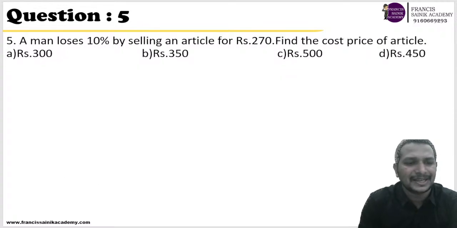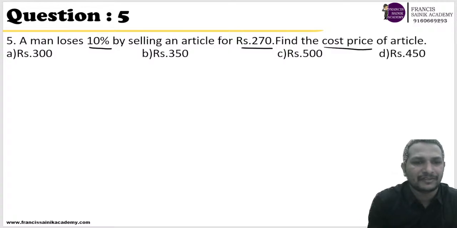Now, let's see the next question. A man loses 10% by selling an article for rupees 270. Find the cost price. This is not a tricky question if you are aware of the formulas well. They gave the loss percentage as 10%, and the selling price is 270. They're asking us to find the cost price.